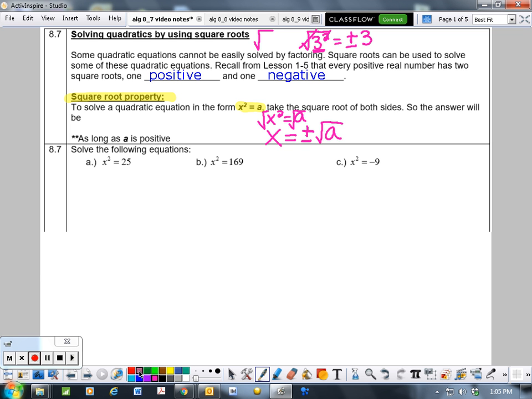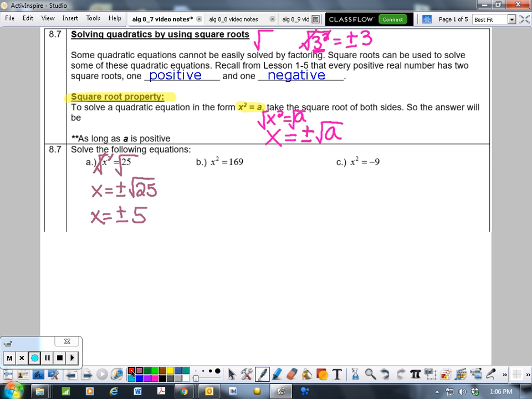So just to start off simple, we're going to solve the following equations. X squared equals 25, so we would square root both sides. That's going to cancel out the squared, leaving us with x. And on this side, we're going to have plus or minus the square root of 25. Well, what is the square root of 25? It's 5. So x equals plus or minus 5.